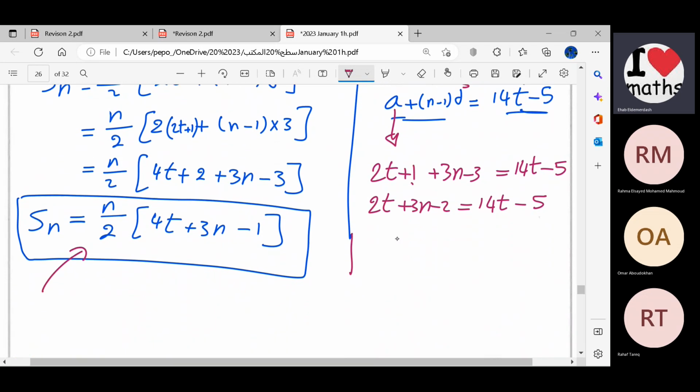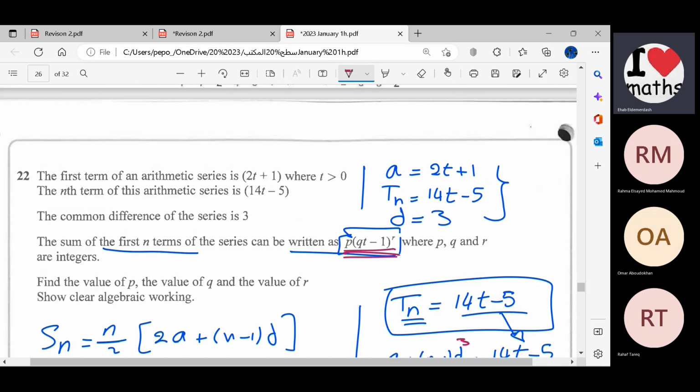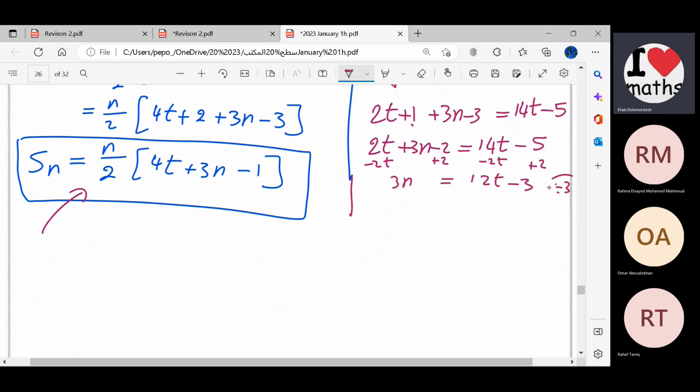Okay, what I will do, I'll keep 3N on that side and shift these two to the other. So minus 2T minus 2T here will give me 12T. And then plus 2 plus 2 will give me minus 3. Okay, what I will do, I'll divide all of the equation by 3. So I get N by itself equal to 4T minus 1.